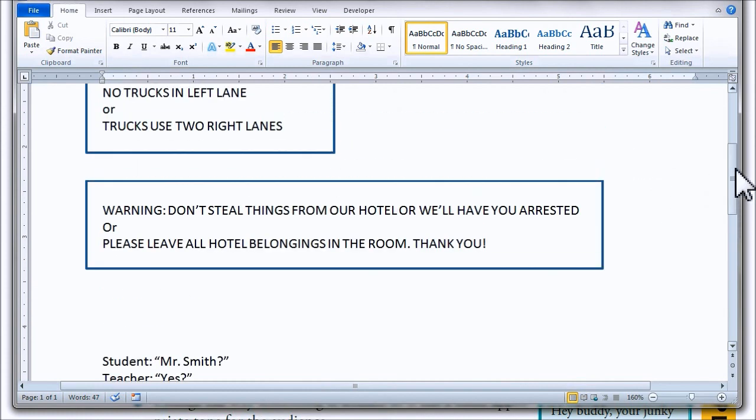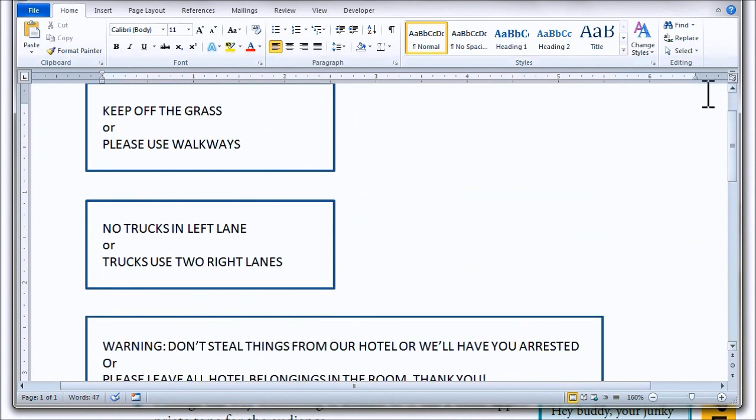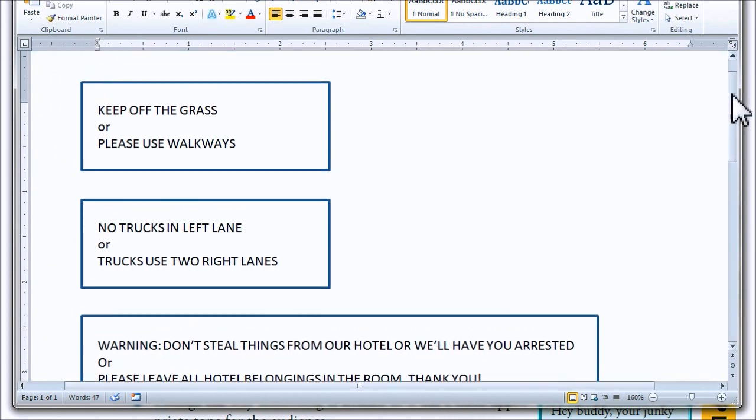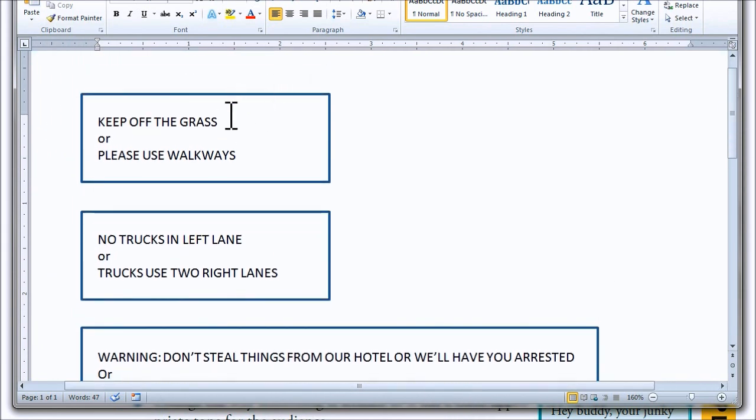So here's an example. Now these are three different signs that you might see, and I gave you two different choices. Let's start with this one box here. Both of these things mean the same thing. The first one says keep off the grass. Let's say it's in a park or something. And the next one says please use walkways. Now you see how the tone of this is different. Keep off the grass is kind of angry. It's telling you what not to do. But this one is nicer. Yes, it has a please, and it's telling you what it wants you to do. So this second one just has a more friendly tone.